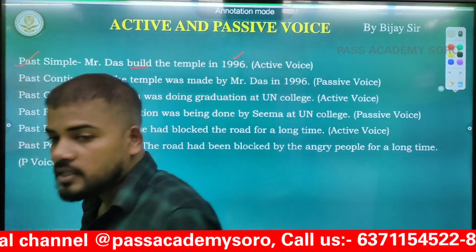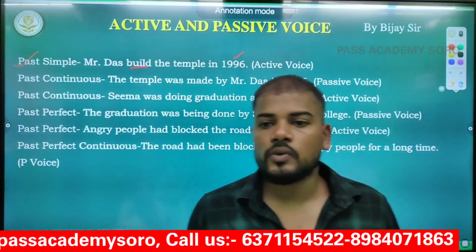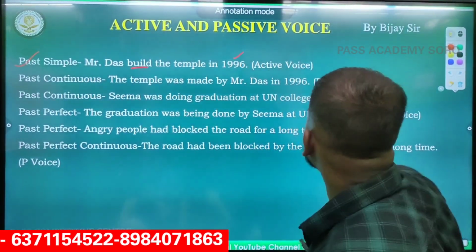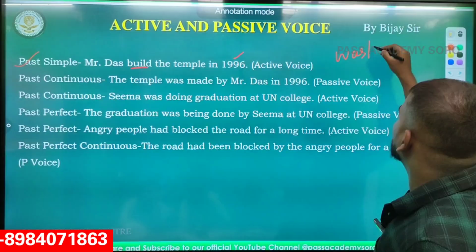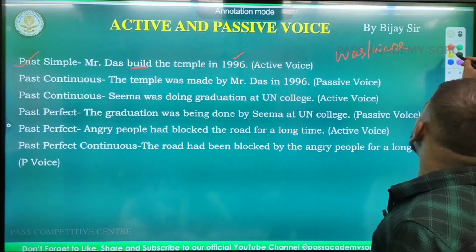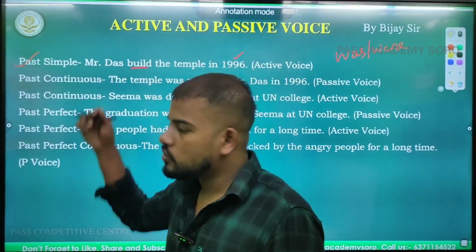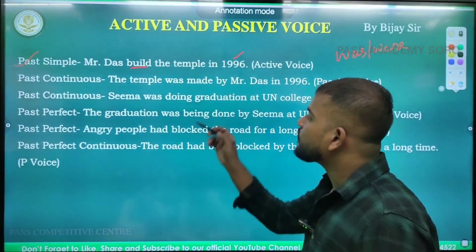And if our sentence is in past simple, definitely we will change it into past continuous. It means we will use was and were. So simple past became past continuous.